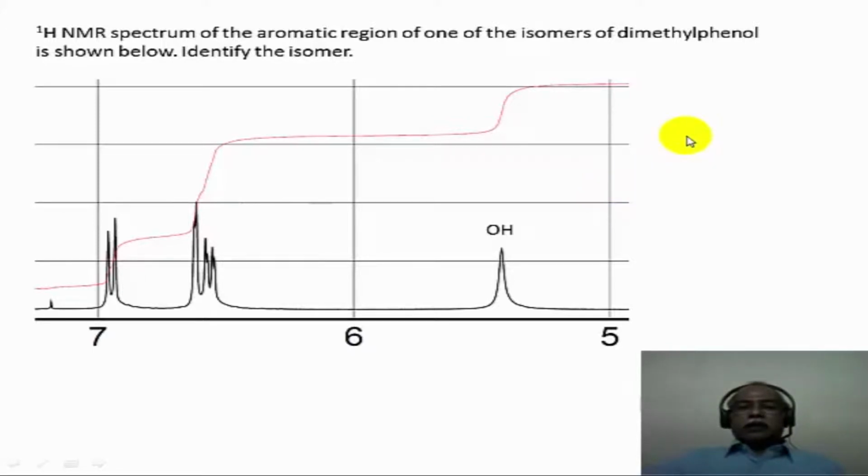Let us move on to the next question. Here again the aromatic region of a particular compound is shown. This is a proton NMR spectrum of the aromatic region of one of the isomers of dimethylphenol. Which isomer is this, is the question.